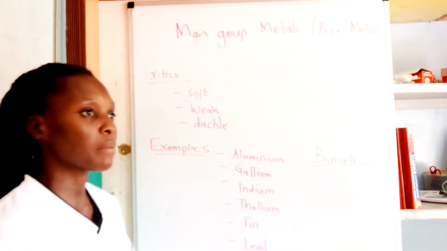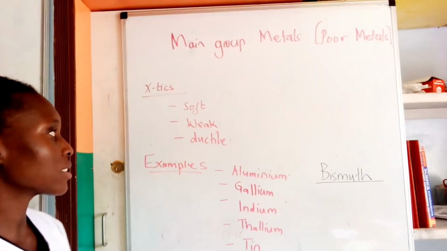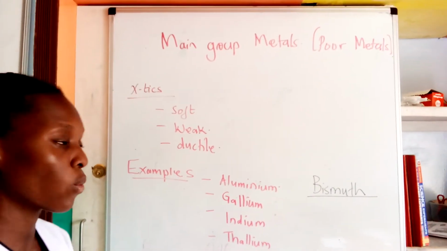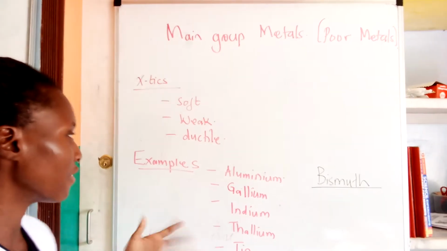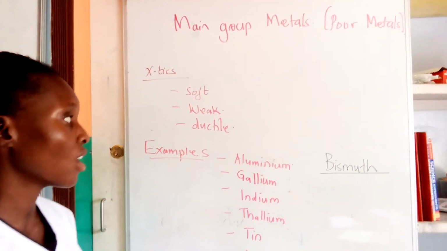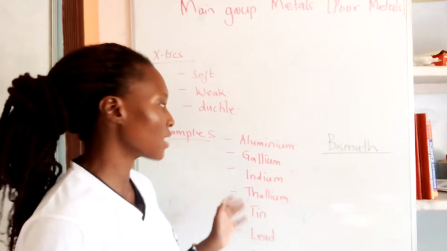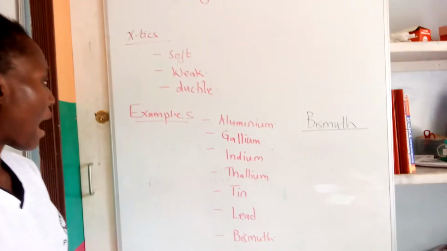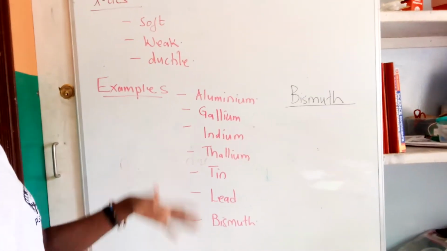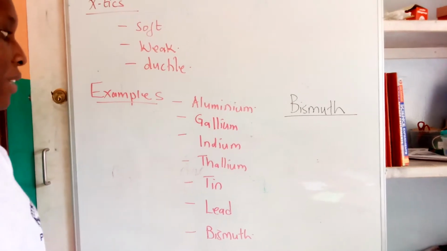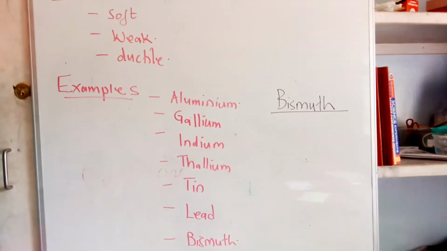And looking at the main group metals, we looked at the characteristics. We said they are soft, they are weak, and they are ductile. They have ductility as a characteristic, which brings them back to the metal stuff. As examples, we have aluminium, gallium, indium, thallium, tin, lead, and bismuth.